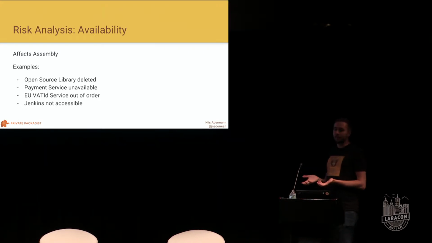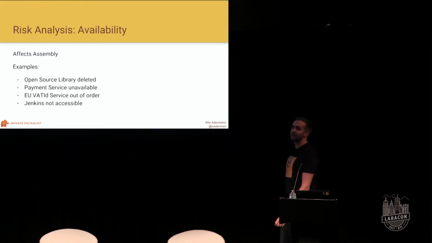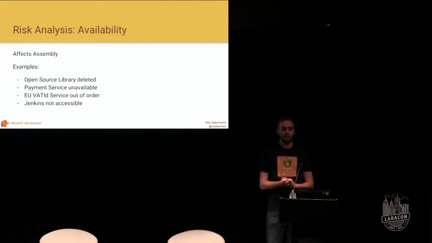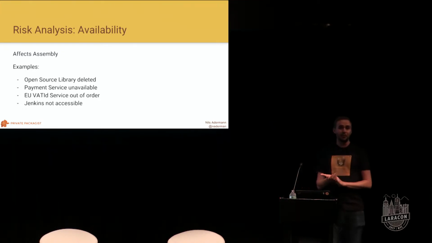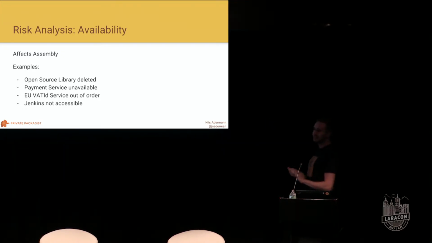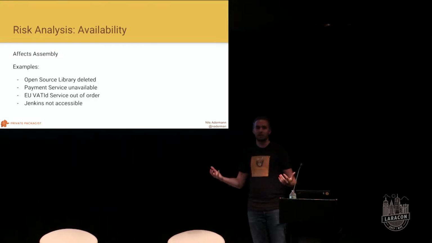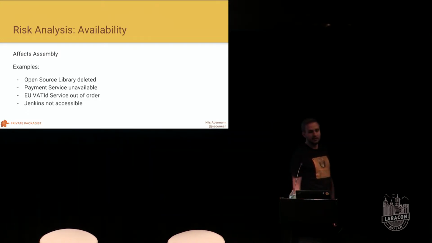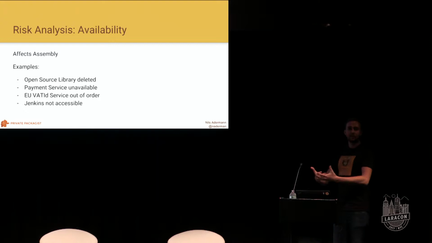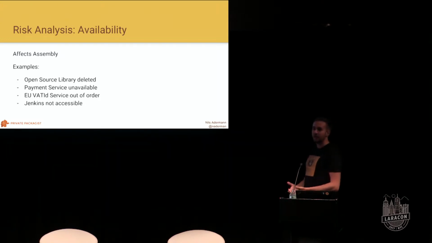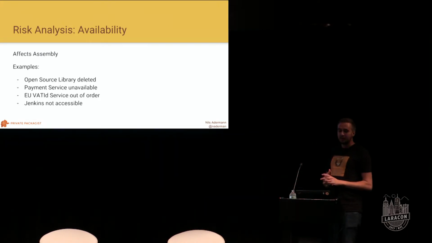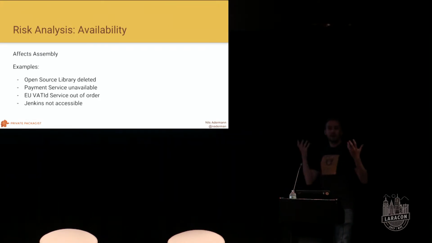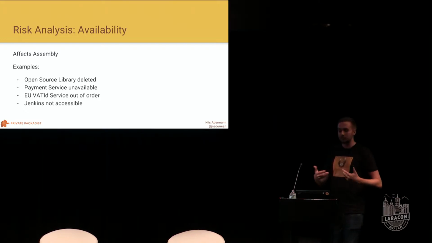So examples of this are, I think there was a very famous example last year in the JavaScript world, which I'm sure a lot of you have heard about, where an open source library was deleted. And suddenly, a lot of people couldn't build their applications anymore. Right? So suddenly, this piece of code wasn't available anymore, and it impacted a lot of people. There are some safeguards around this nowadays to make this a little harder. But this is something to keep in mind, to be aware of, that this could potentially happen.